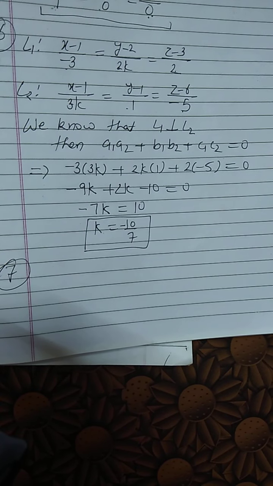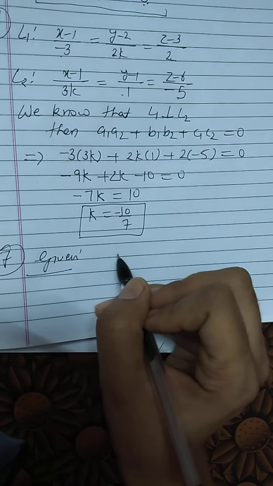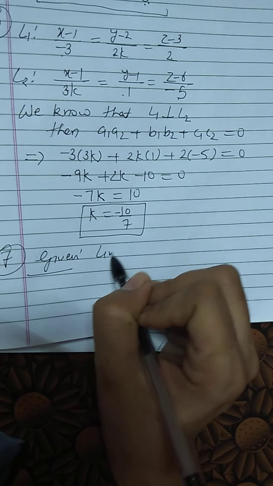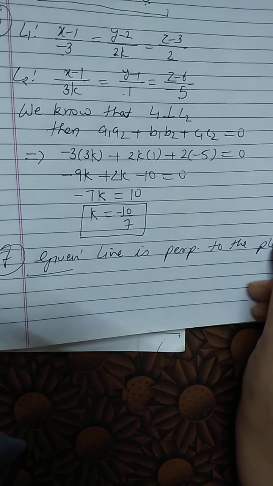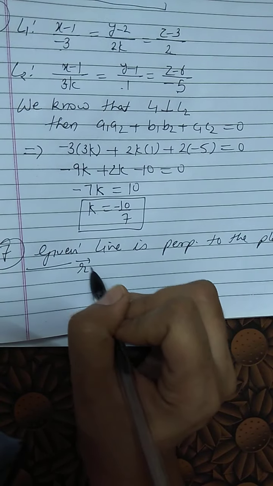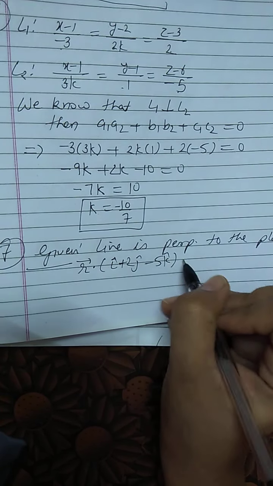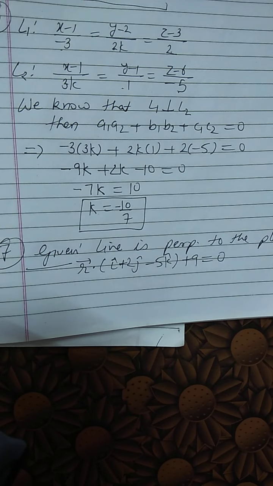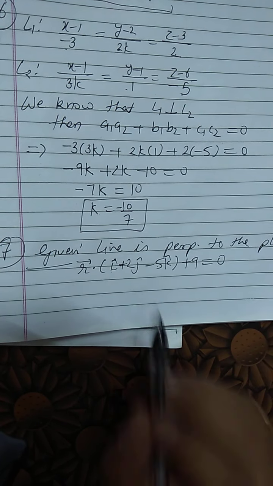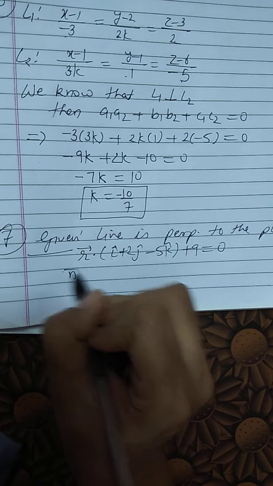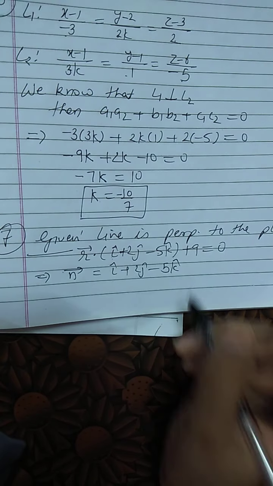So here we are given, first of all, the line is passing through the point. And second thing, the required line is perpendicular to the plane. So we will write down line is perpendicular to the plane. The equation of plane is given r vector dot i cap plus 2j cap minus 5k cap plus 9 equal to 0. So these are actually the direction ratios of the normal vector to the plane. So this is n vector given, n vector is i cap plus 2j cap minus 5k cap.